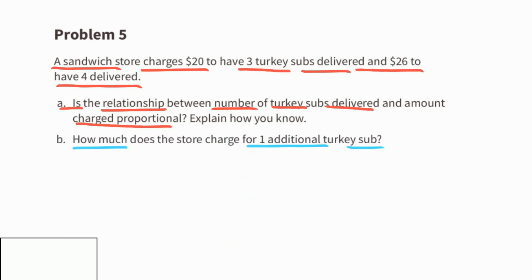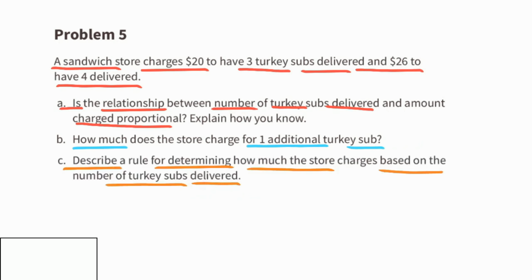B. How much does the store charge for 1 additional turkey sub? 3 turkey subs for $20 and 4 turkey subs for $26. The difference between $26 and $20 is $6. So for 1 additional sub, they're charging $6 more.